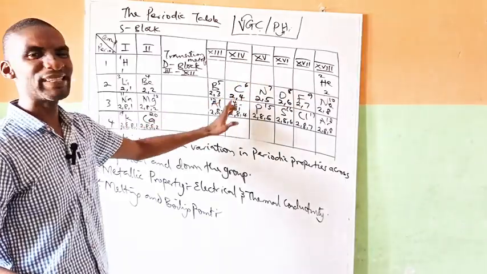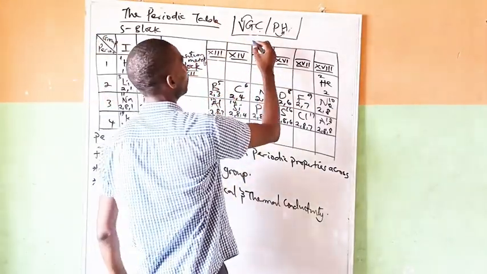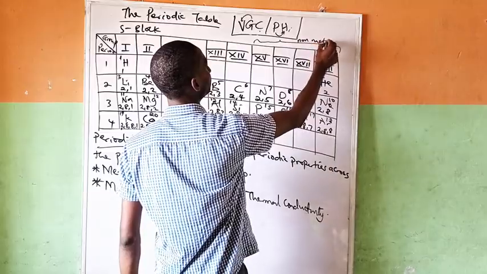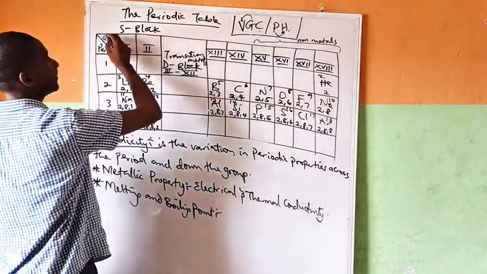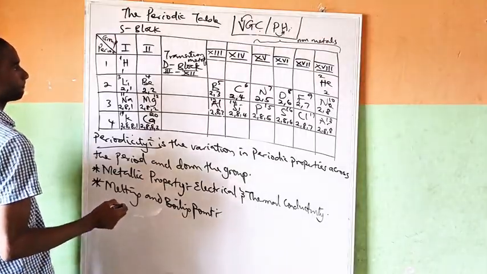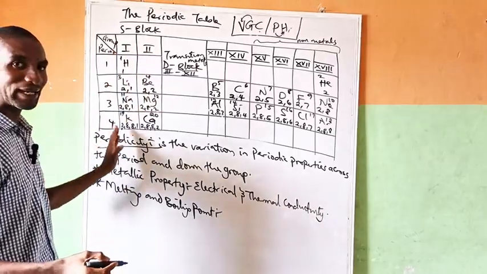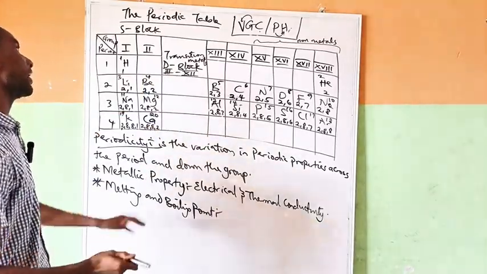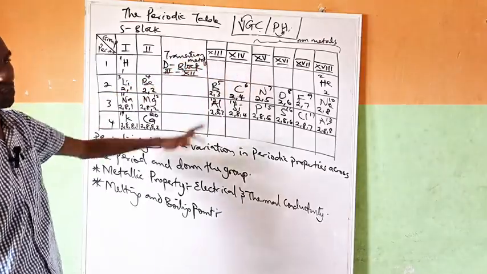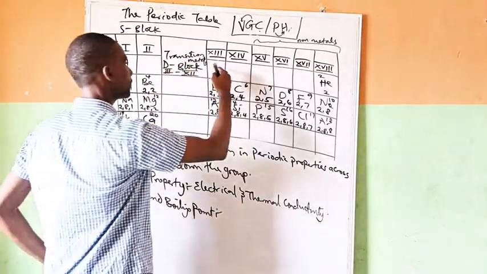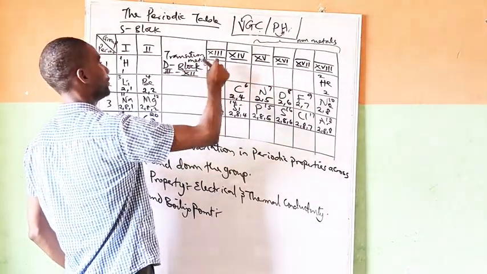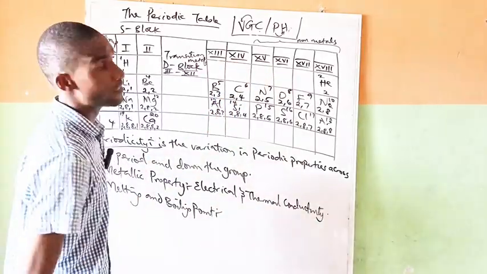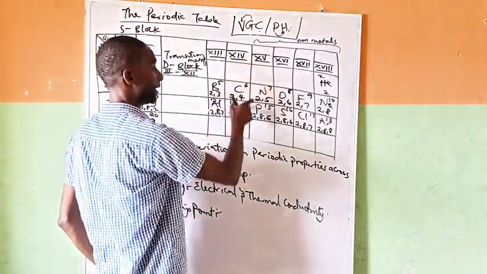This group 14, they are metalloids, while groups 15 to 18 are non-metals. These are metals, okay? That's why group 1 are alkali metals, and group 2 are alkaline earth metals, so they are metals. And of course, the transition metals, because they are metals as well. While group 14, they are the metalloids.